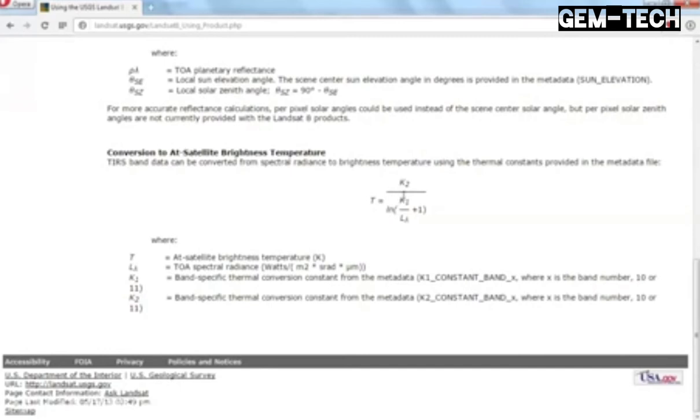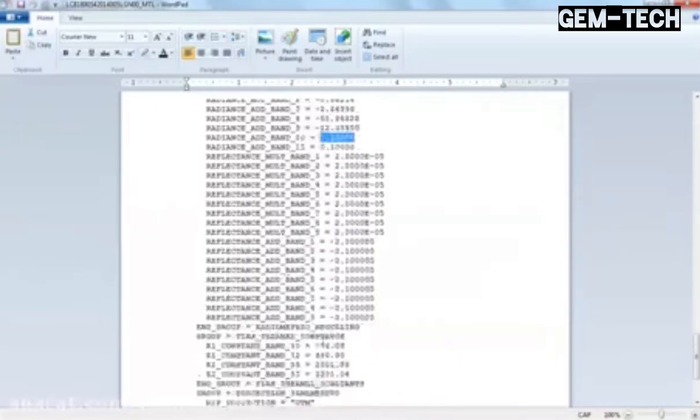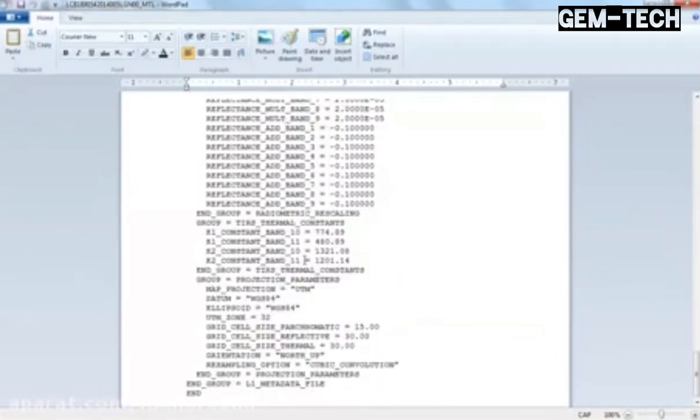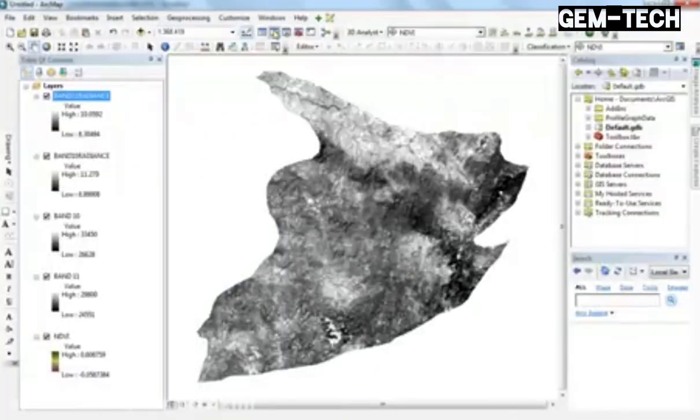So K2 divided by the log of K1 divided by my radiance plus 1. And I'm going to subtract 272.15, which is the conversion factor from Kelvin to Celsius. So I'm just going to look for the K1 and the K2 in my metadata file. This is my K2 for band 10. K2 for band 10 is this one. I'm just going to copy and paste it. Be careful while copying and pasting so that you don't paste in the wrong thing.